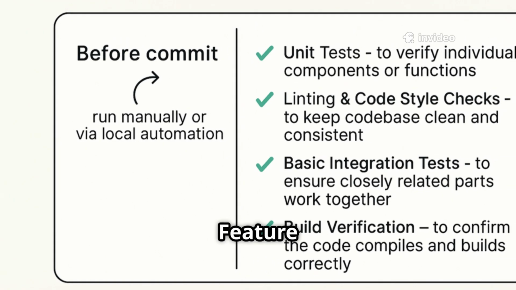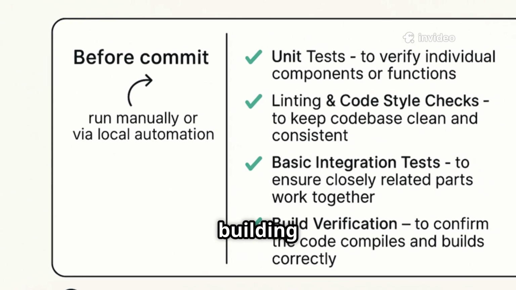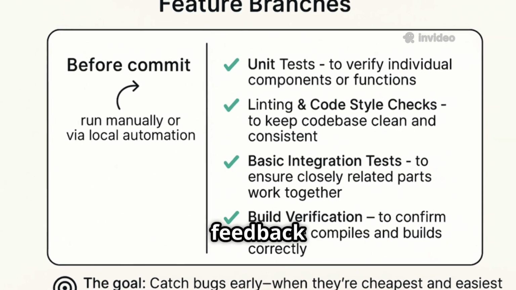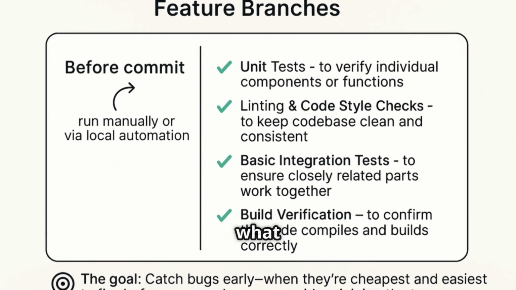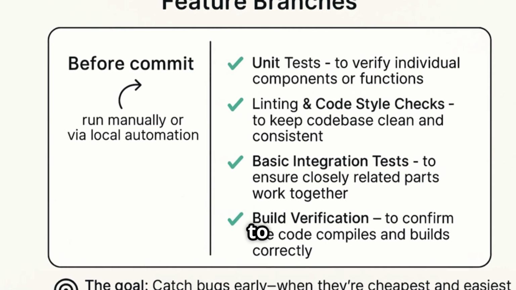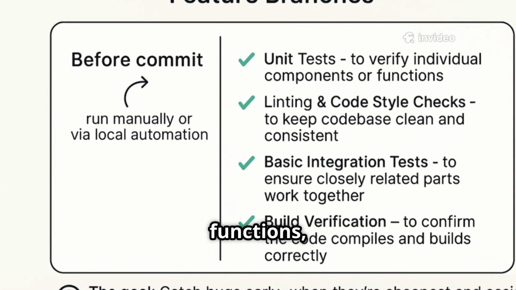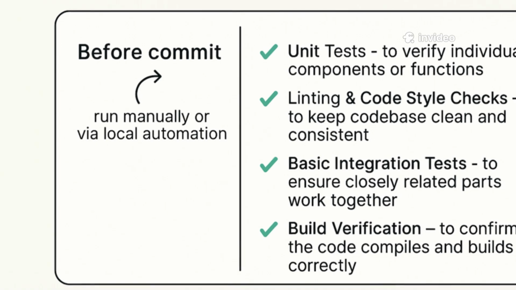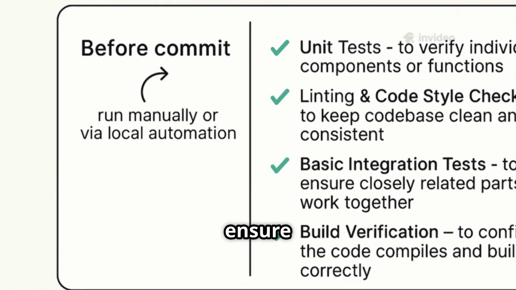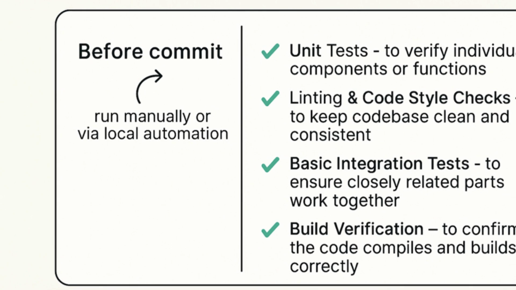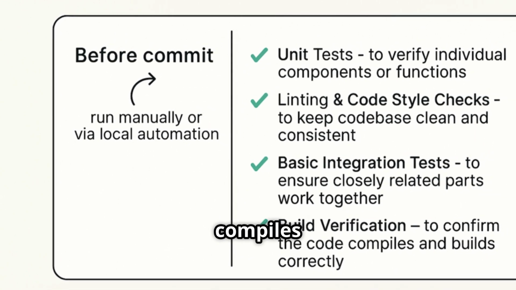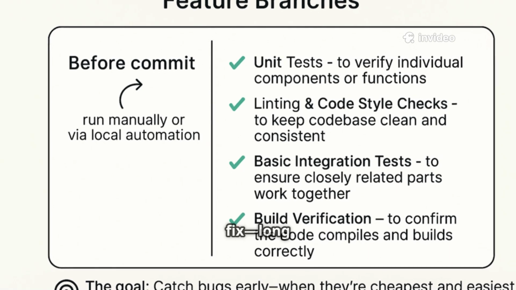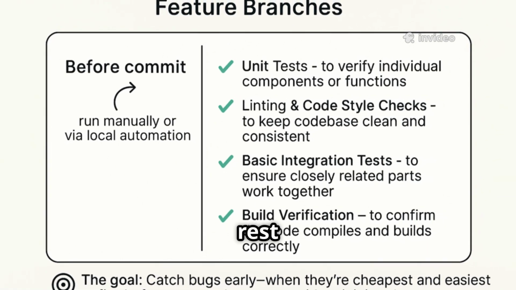First up, we have our feature branches, your personal workspace for building new functionality. When you push code here, the automated pipeline focuses on fast feedback and maintaining code quality. Here's what typically runs: tests to verify individual components or functions, linting and style checks to keep the codebase clean and consistent, basic integration tests to ensure related parts work together, and build checks to confirm everything compiles as expected. The goal? Catch bugs early while they're still cheap and easy to fix, long before your code is ready to join the rest of the team.